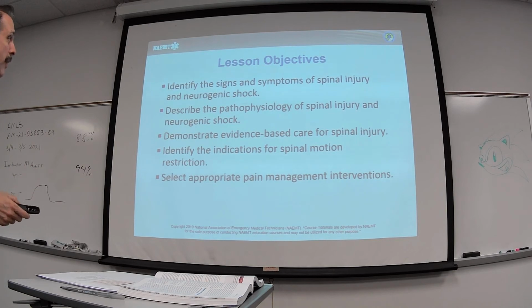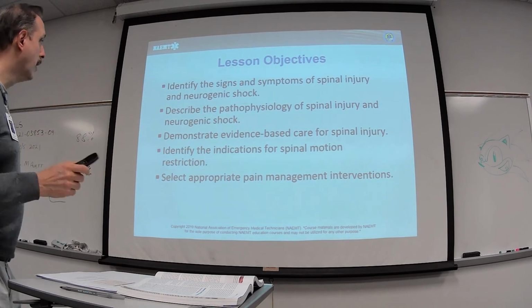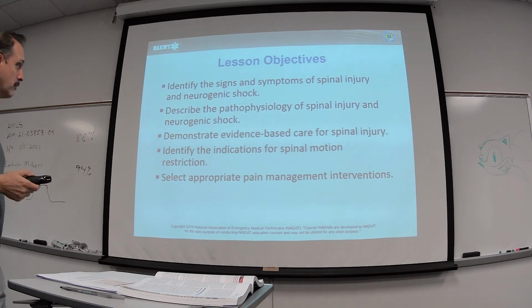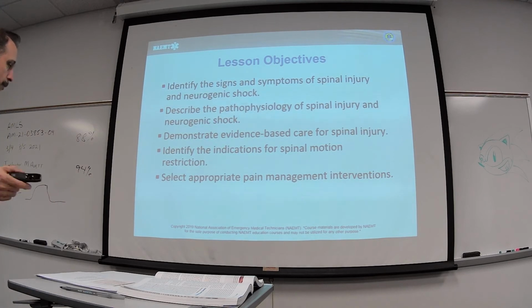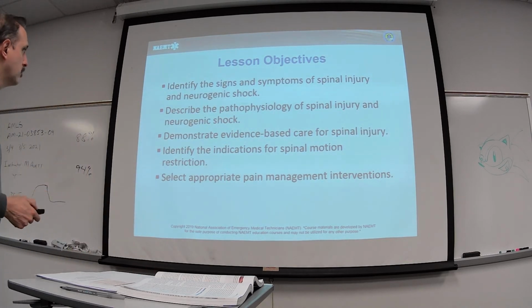Okay, so in this, we're going to identify some signs and symptoms related to spinal injury versus neurogenic shock. Very important to notice the difference between standard spinal cord injury and neurogenic shock. The pathophysiology of your spinal injury and neurogenic shock as well, the patho behind it. We're also going to have some evidence-based stuff related to the care of spinal injury, such as spinal motion restriction, when and when not to. And then, of course, we're going to talk about and identify indications for spinal motion restriction, which your book is going to cover as well. And we'll make a reference to that momentarily. And also, we're going to talk about the appropriate pain management interventions for these patients dealing with spinal motion restriction as far as spinal cord injuries.